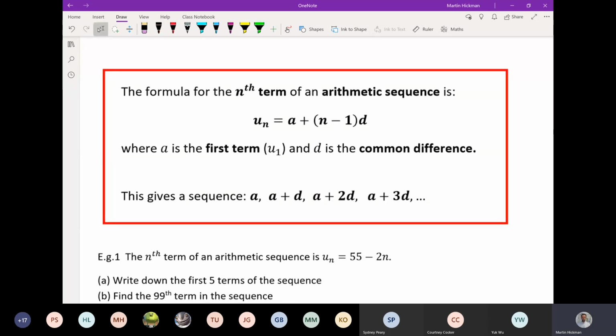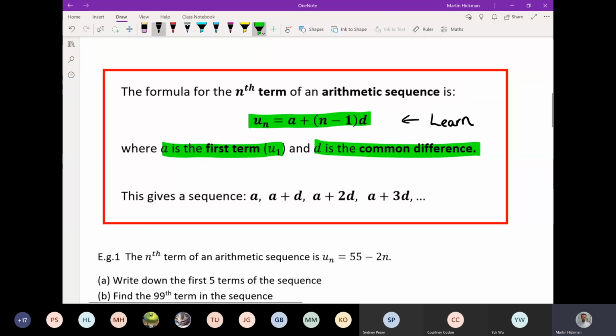So the formula for the nth term of the arithmetic sequence, so if you want to find, for example, the 27th term of the sequence, then you replace n here with 27. So we want to use this rule. Okay, and this we need to learn because it's not in the formula book. Okay, so to find any term of the sequence, we use A, which is the first term, and then we add on n minus 1 times D, which is the common difference.